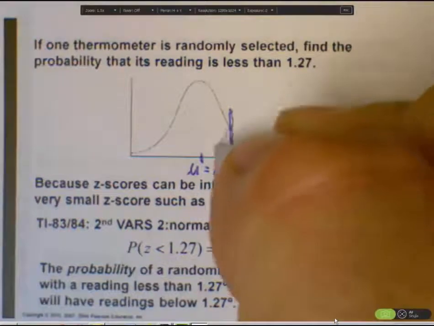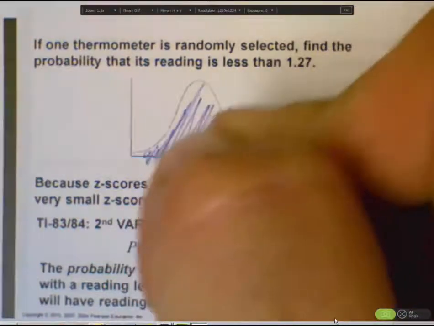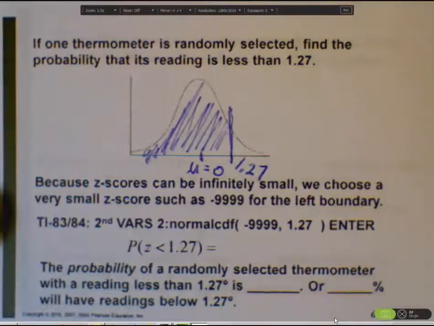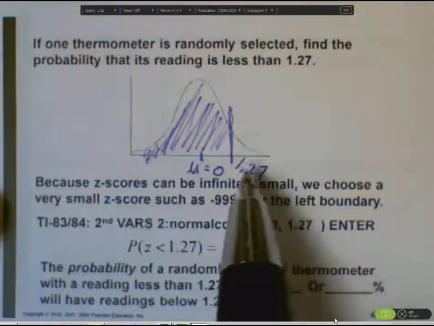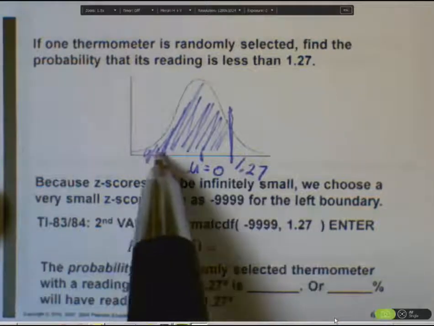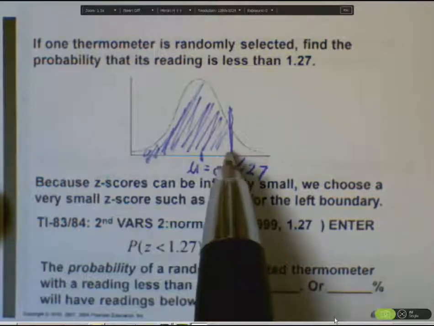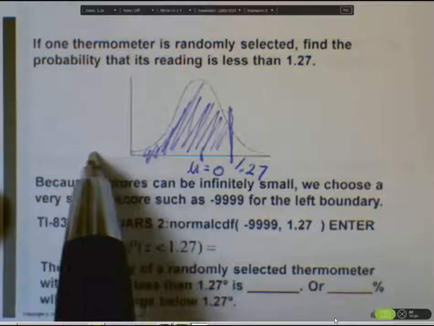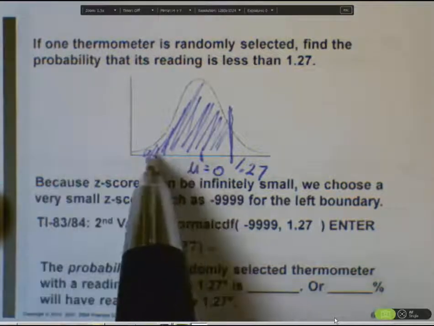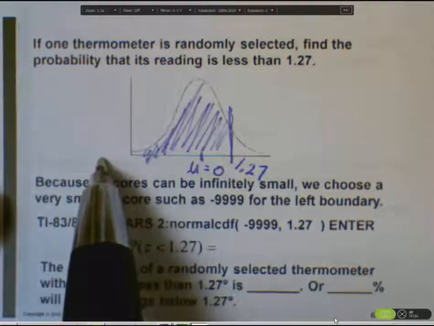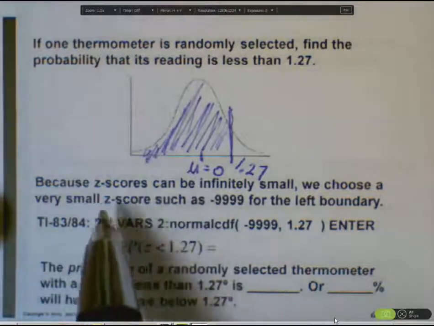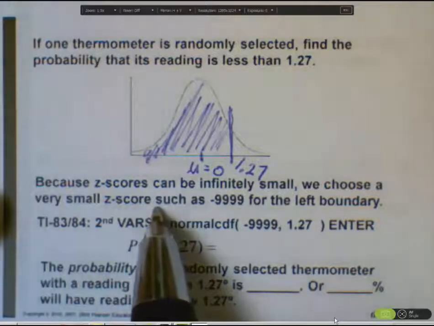Well, less than 1.27 is to the left of 1.27. So that's the direction I've shaded. The only thing is, when I'm using normal CDF, I have to enter a left cutoff score and a right cutoff score. I don't have a left cutoff score here. I'm shading forever to the left. Less than 1.27 would be all the way out off the graph to negative infinity, and I can't use negative infinity as a cutoff score.